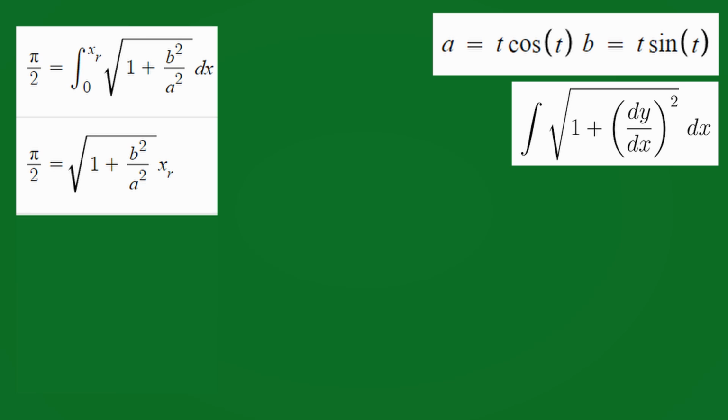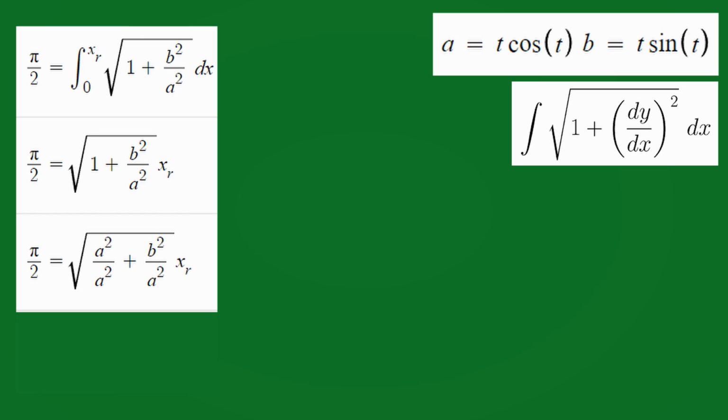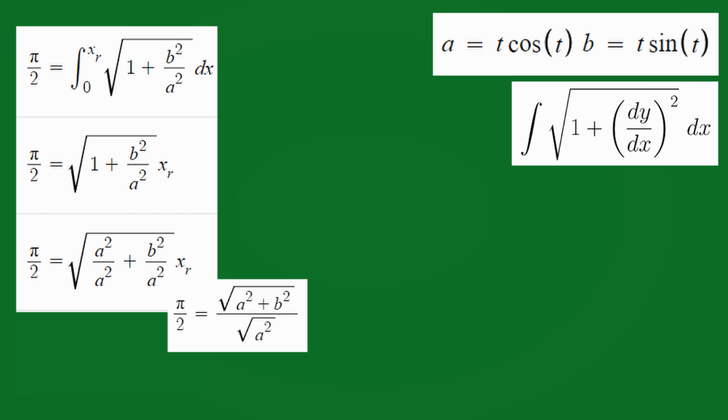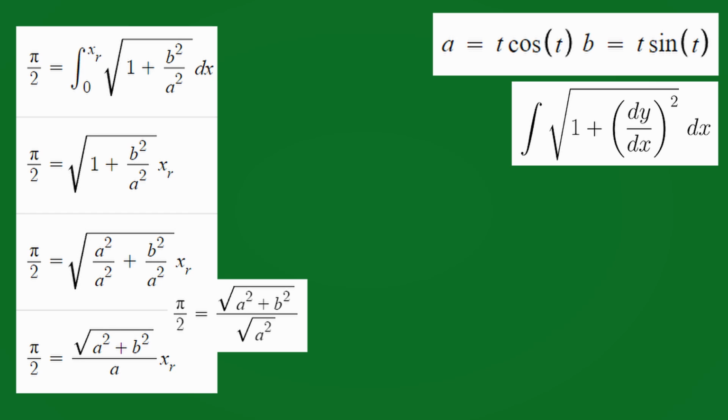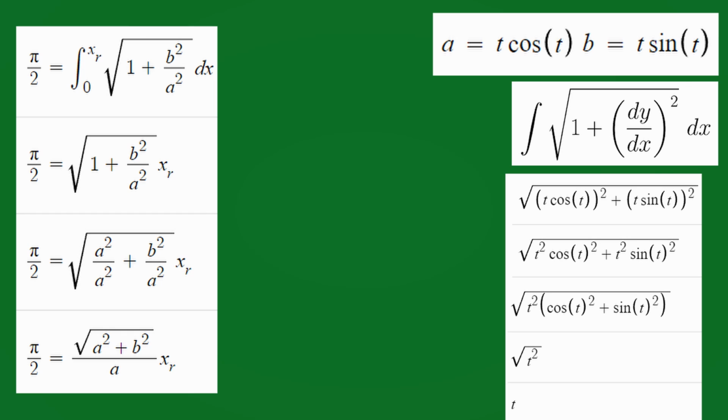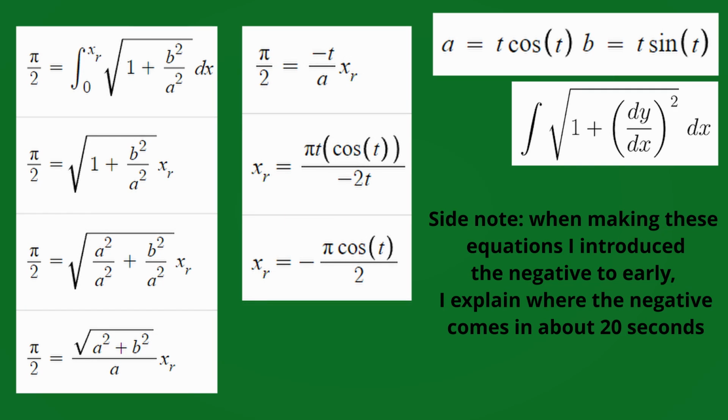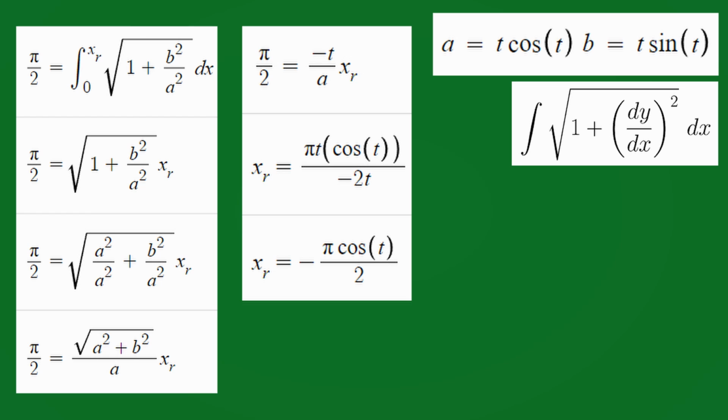Now we can pull out our algebra skills to get this simplified. We can multiply the front part of the square root by a squared over a squared, so that we can combine both parts under the square root. Once they are combined, we can distribute the square root to get this. The bottom becomes a, and in order to solve the top, we need to get rid of this level of abstraction. We again get t squared cosine squared plus t squared sine squared, which we know is t. So the final equation we get is pi over 2 is equal to t over t cosine of t times x sub r, which becomes pi times cosine of t over 2 is equal to x sub r.